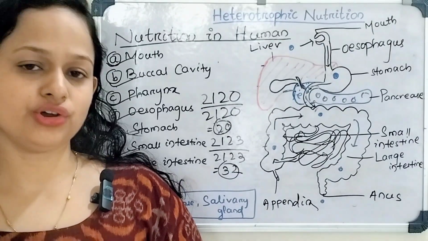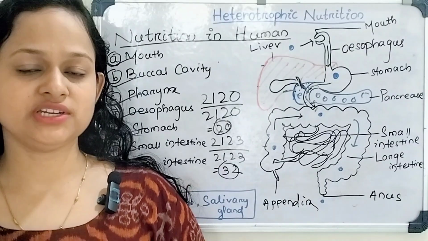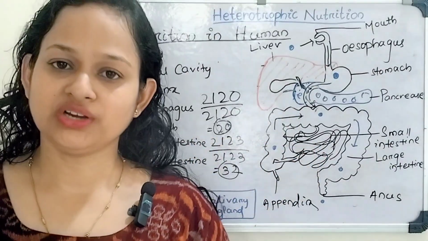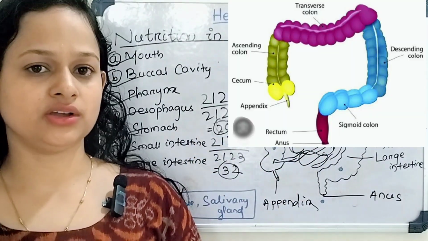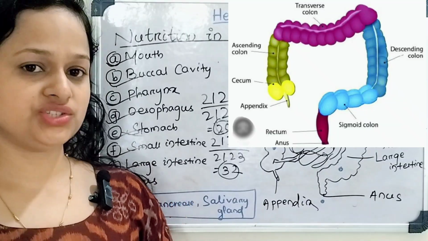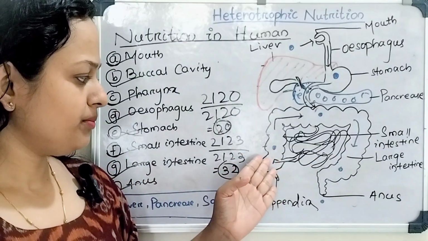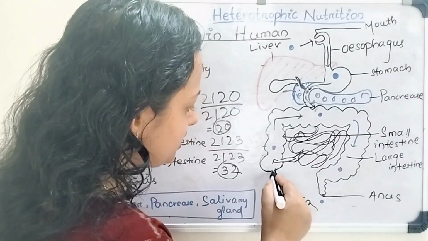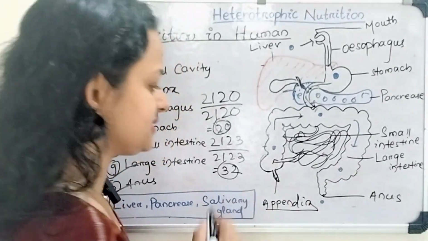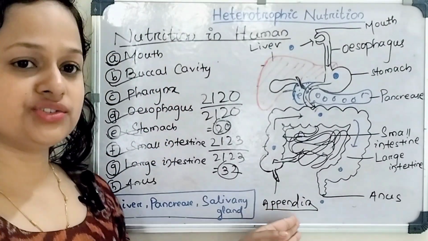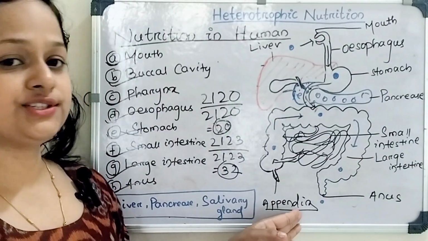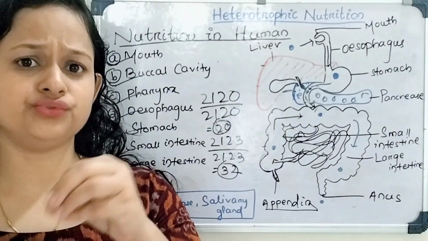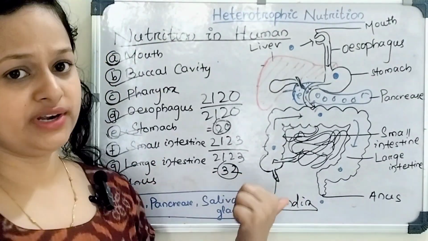So after the completion of digestion, absorption and assimilation in the small intestine, then the next part comes, that is the large intestine. The large intestine also has three parts, that is cecum, colon and rectum. The cecum is a pouch-like structure, and it has a worm-like tube-like structure known as the appendix, which is a non-functional structure, and it gets infected when some food particles remain inside this appendix.